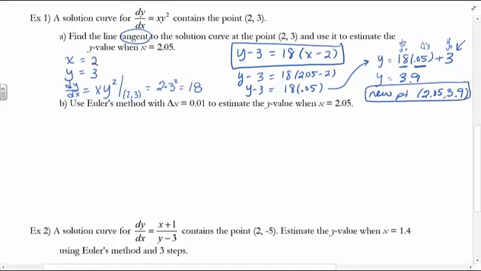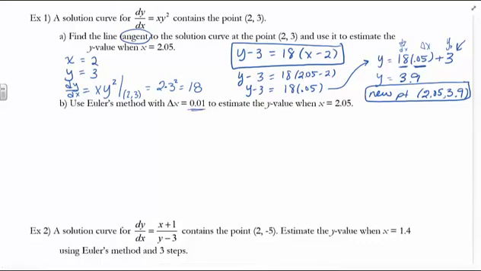What we just did there is use a tangent line to approximate a value near the point of tangency. And tangent lines are usually decent approximators as long as you're close to your point of tangency. Euler's method takes that one step further and says instead of going directly from 2 to 2.05, let's go up by 0.01 each time and estimate values that way.